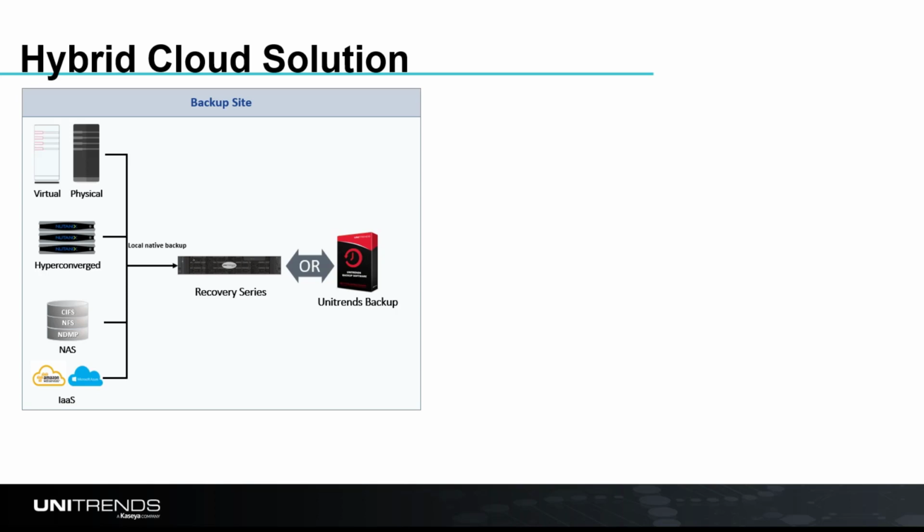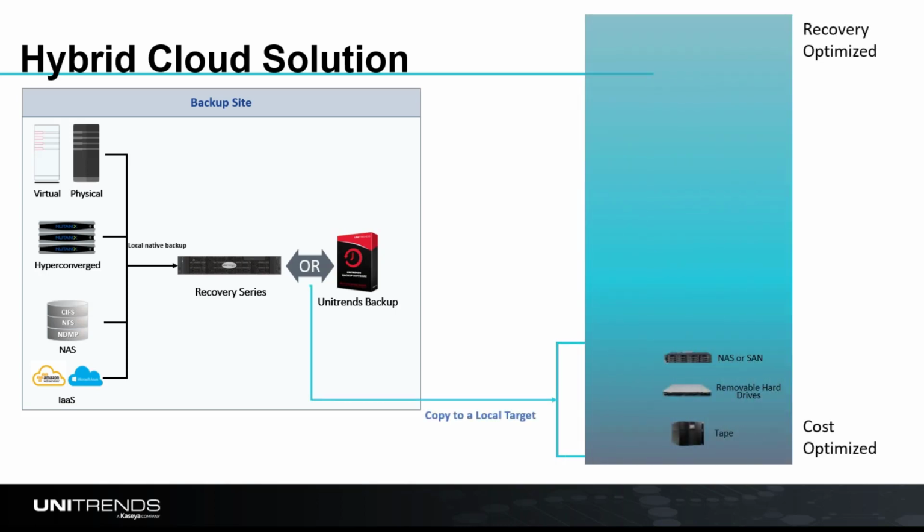I'm going to show you more on that when we actually demonstrate the product. Once the data is stored, I need to get that off-site for a good solution. We have the option to copy the data to a local target, such as a local NAS or SAN, maybe a removable hard drive or tape, all these cost-optimized options that you can get stuff off-site, but does require manual intervention to actually remove it and follow the 3-2-1 rule.